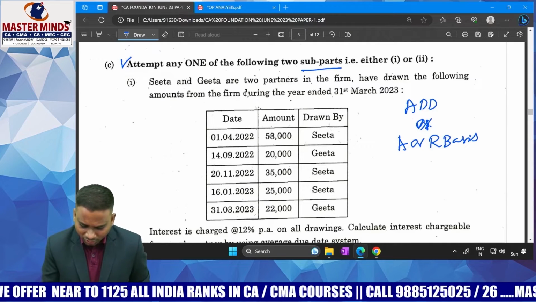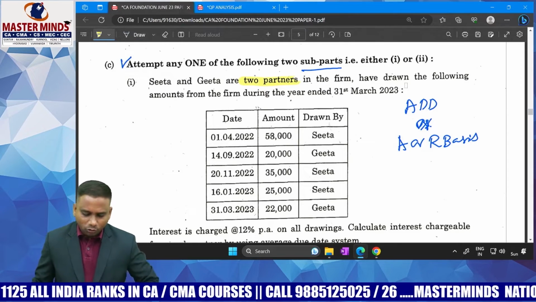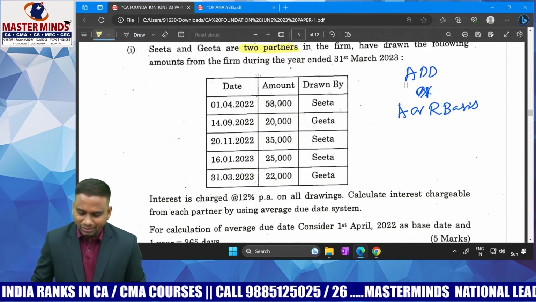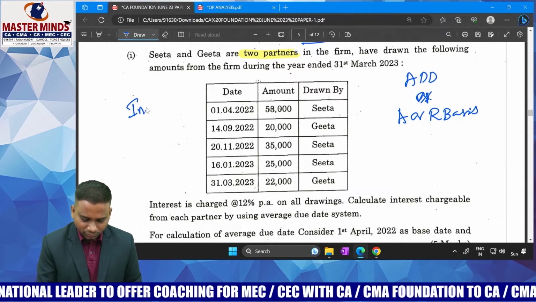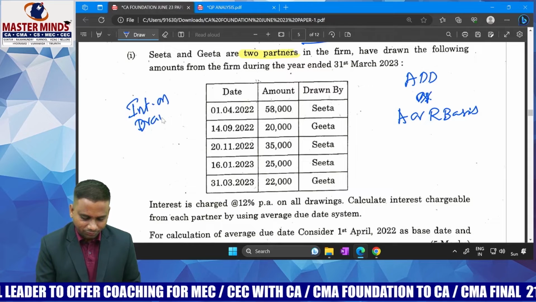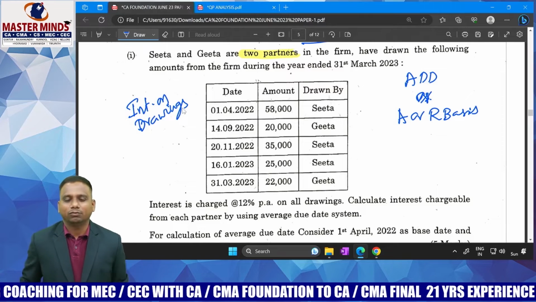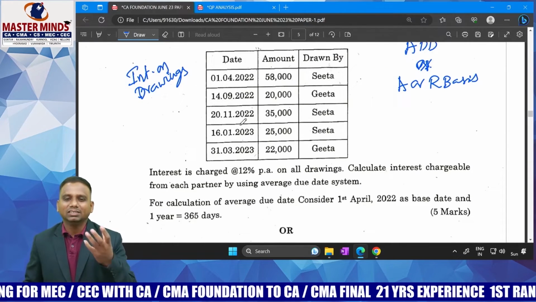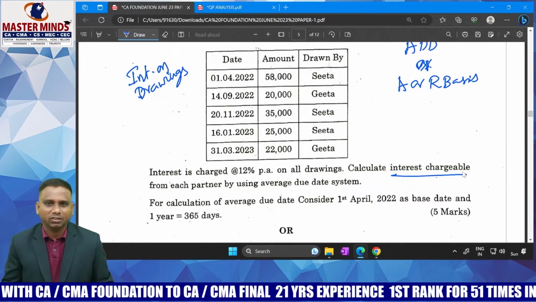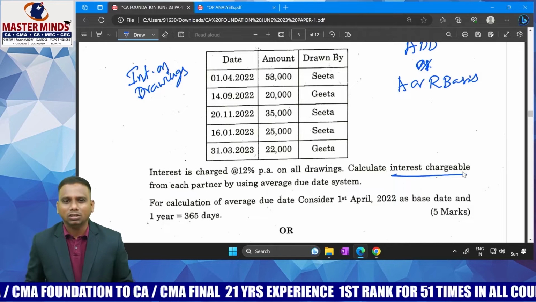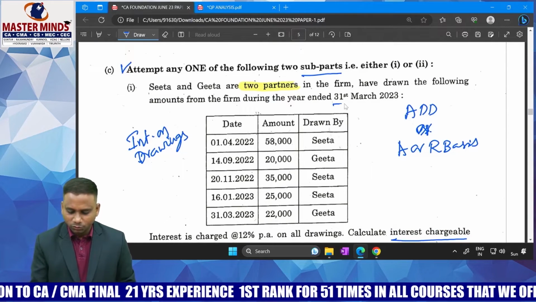Look at, Sita and Geeta are two partners. Partners in the firm have drawn the following amounts from the firm during the year ended 31st March 2023. Yes, it is what? This is the concept of interest on drawings. So how do we calculate interest on drawings made by the partners from the firm? By applying the concept of average due date. So after calculating average due date, we should calculate interest also. Yes, we calculate interest up to what date? To the date of closing the books of accounts. Yes, they have given the books closing date. Yes or no? Look at 31st March 2023.